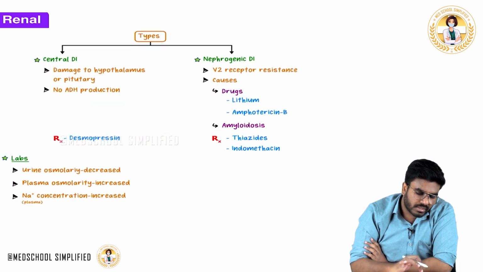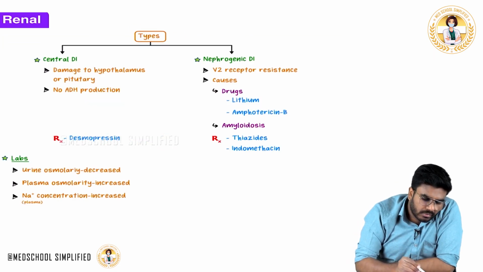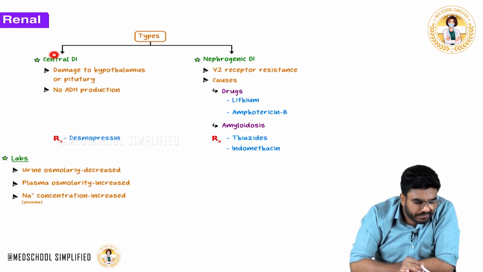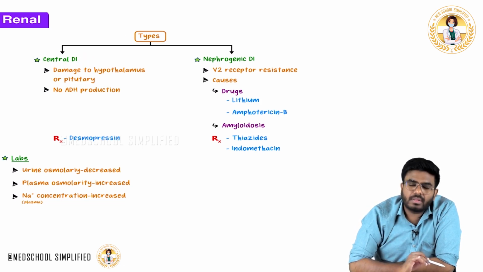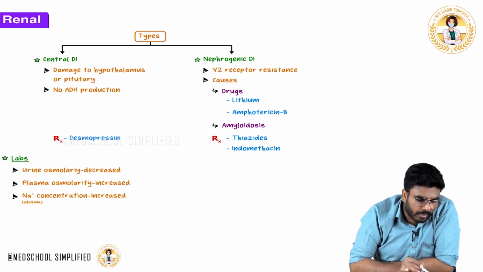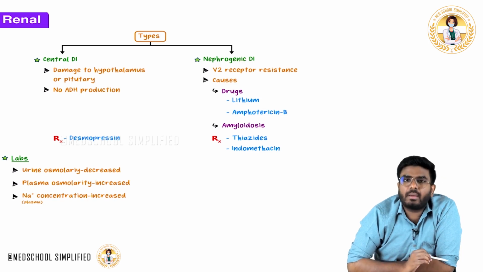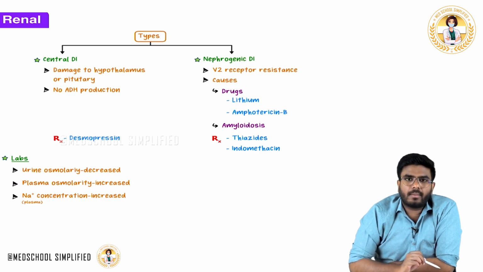Now let's talk about the causes of diabetes insipidus. The causes are of two types. Diabetes insipidus is of two types. One is central diabetes insipidus. What is central diabetes insipidus? Some problem in the central nervous system. And the other is nephrogenic diabetes insipidus, some problem in the nephron. Now let's start with the central diabetes insipidus.